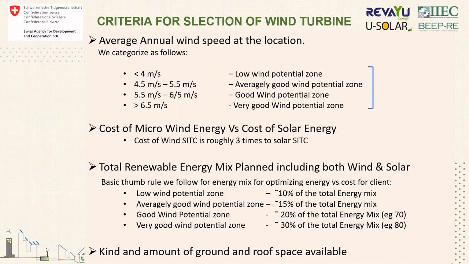And as I mentioned in the first part of the presentation, if the wind speeds are above 6.5 meter per second or say 7 meter per second, it's considered as very good wind potential zone, and we can increase the capacity of wind and solar mix to even 50-50 at such wind speeds, because generation is very high and it is able to justify the cost difference at those annual wind speeds.